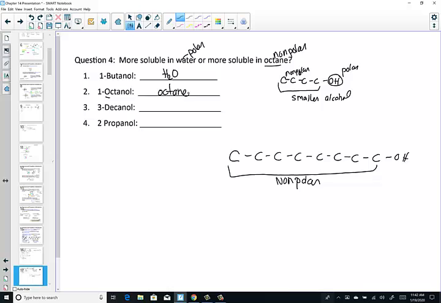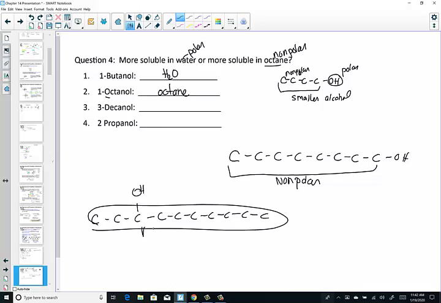3-decanol. Well, hear that dec? That's 10 carbons. And at carbon 3, we're going to see our hydroxyl group. Well, clearly we see this non-polar region is too big, right? Our criteria, our cutoff was 6 carbons. So this will be more soluble in the non-polar solvent called octane.